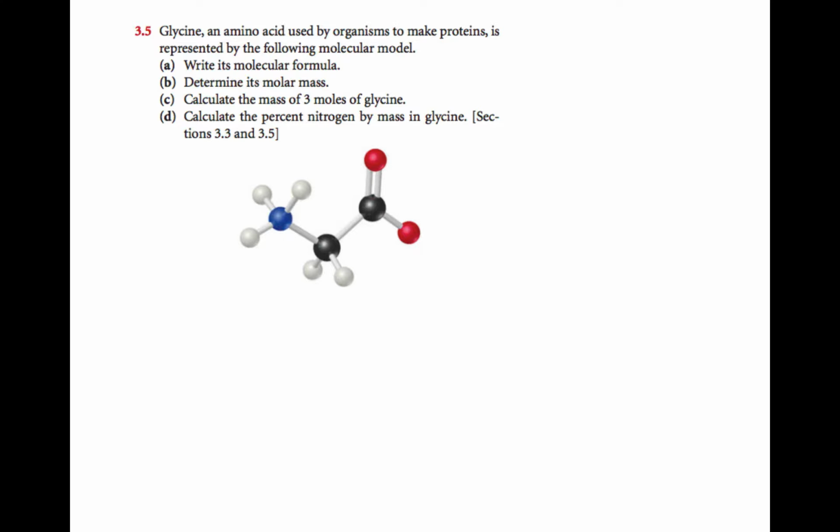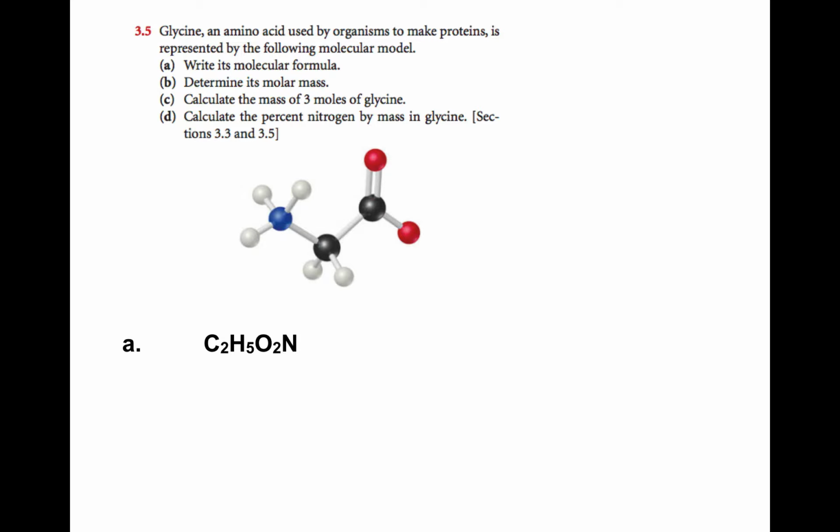Glycine is an amino acid used by organisms to make proteins. It is represented by the following molecular model. All right, so write the molecular formula. So I see 2 carbons, 1, 2, 3, 4, 5 hydrogens, 2 oxygens, and the blue one's a nitrogen. So the convention is when you're writing organics, carbon goes first, hydrogen goes second, oxygen goes third, and anything else, chlorine, nitrogen, whatever, goes last.